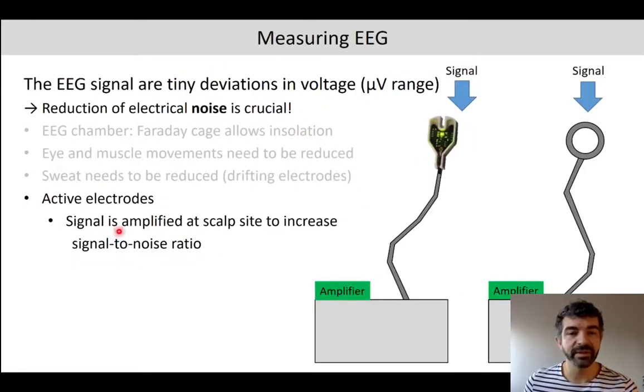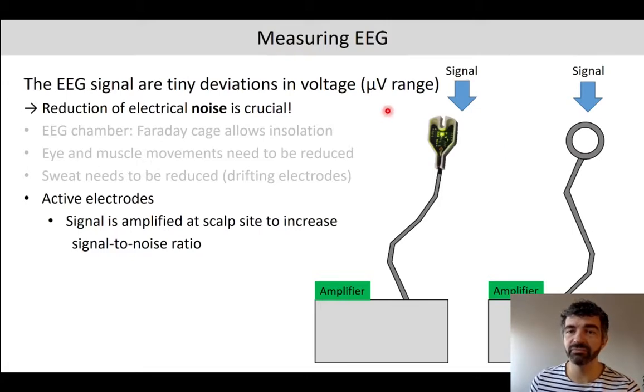Here you can see active electrodes. That's another good way of reducing noise and increasing the signal-to-noise ratio. So the principle behind active electrodes is that you amplify the signal as close as possible to where it emerges from the head. So imagine you have the same kind of signal going to an active electrode and a passive electrode. A passive electrode is really just a wire going from the scalp to the amplifier.